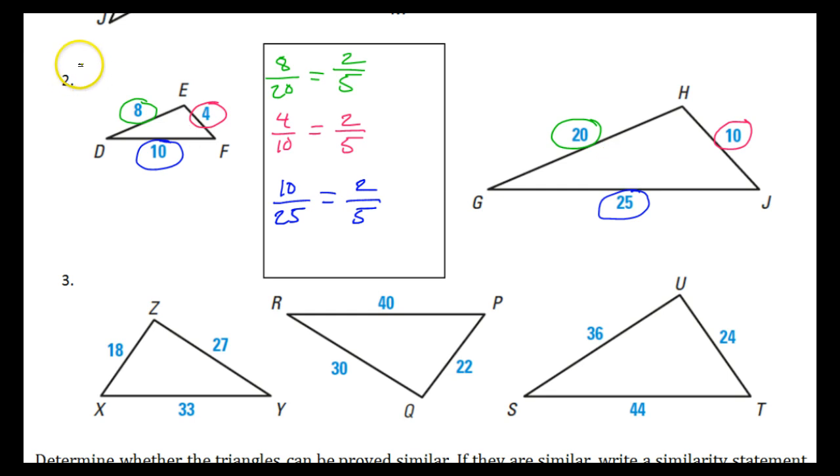So my similarity statement will be like this. We'll just do triangle DEF. So triangle DEF is similar to triangle GHJ. Okay, so that's the answer to number 2. Alright, let's take a look at number 3.